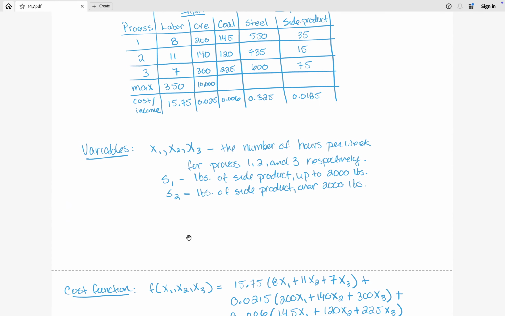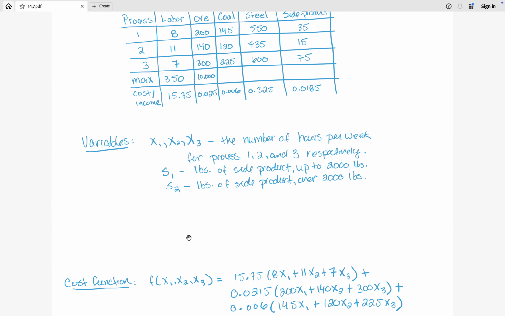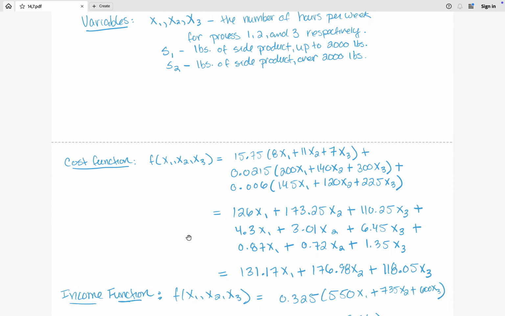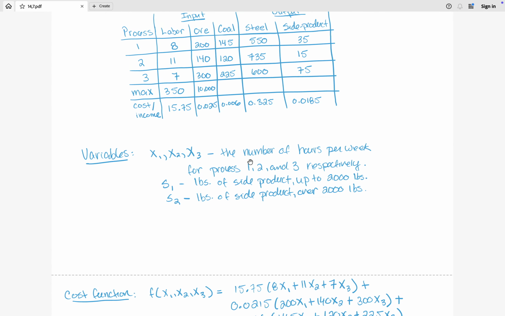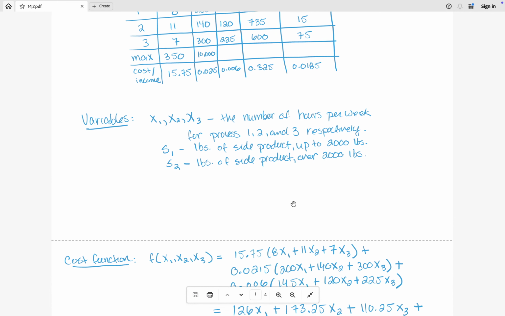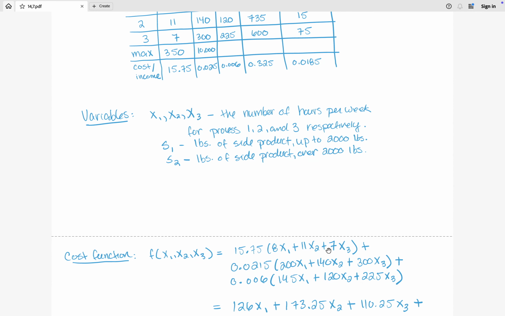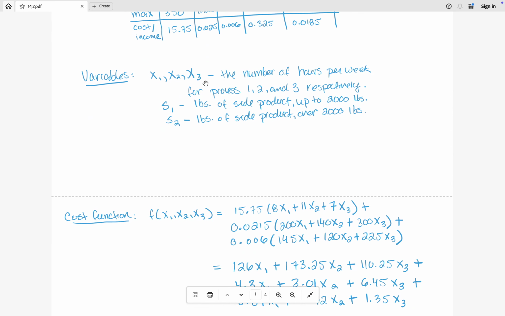In order to calculate the net income function, at first I just wrote out a cost function. So what was it going to cost to run each process? So this is the cost. You'll notice it correlates to the table. The cost of $15.75 per hour, and it took 8 hours of labor for every 1 hour to run process 1, 11 hours for process 2, 7 for process 3, and so on. So those need to all be multiplied out, and then the cost of your ore and coal as well.